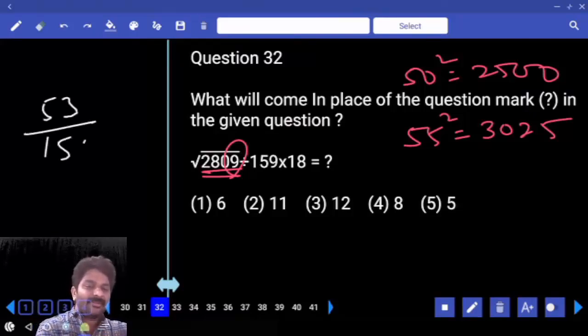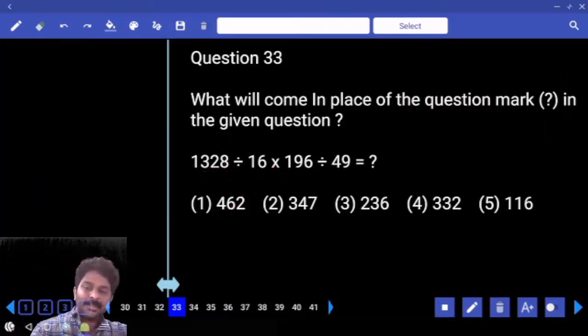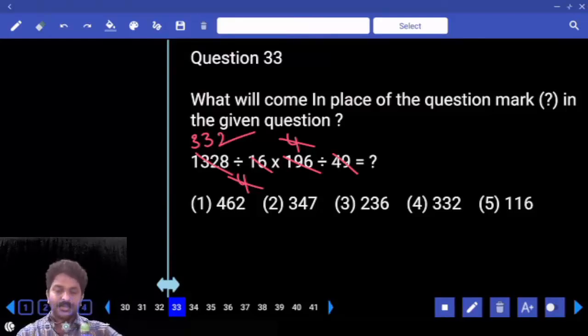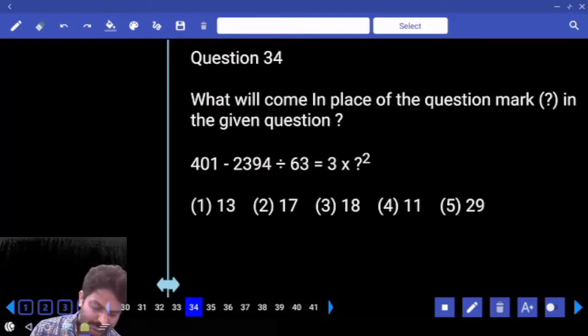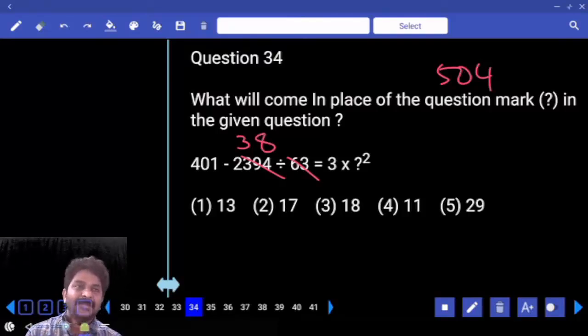53 by 159 into 18. 53, 3 times, 18 by 3, 6. 19, exactly how many times? 4 times. 4 how many times? 4 times. Come on, 4. 3 is 12. Again 3 times and 2 times. 332. Hmm. 63. 3 is 189. Come on. 239 minus 189. 50. And then 4. 63 how many times? Last digit verification. 8 times only.